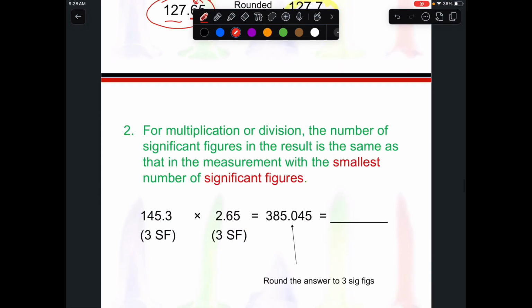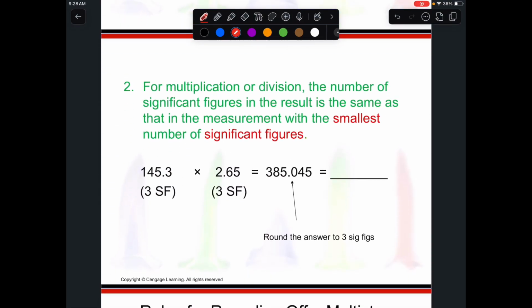Now, the rules for multiplication and division are a little bit different. This is more what you're going to utilize. For multiplication and division, the number of sig figs in the result is the same as the one with the smallest number. So you look at your math, you have a number with, this is wrong, this should be 4 sig figs, please excuse me here, 4 sig figs, and then you have, all of these are significant, 2.65 with 3 sig figs. Okay, then you go ahead and do the math. Again, you do not focus on sig figs until the rounding aspect at the very end.